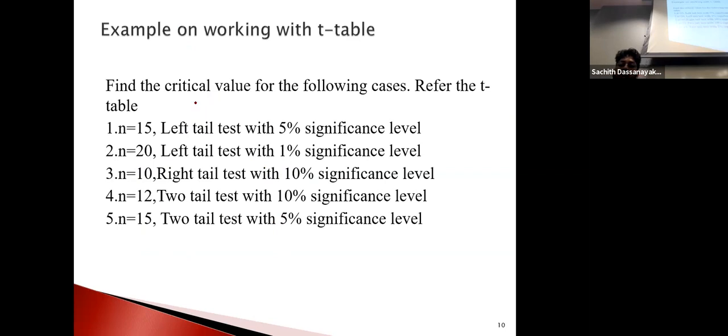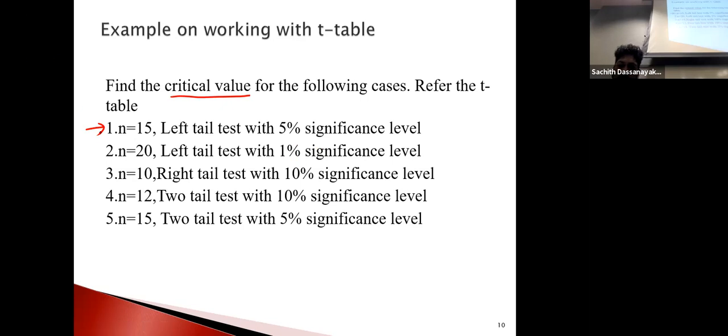Okay, we have to find the critical values. I think I have explained everything step by step, but let me pick one or two and I'll explain them. Then the rest of the examples you can go through later. Just focus on the first one. I'll do the first one. All the others are very similar.